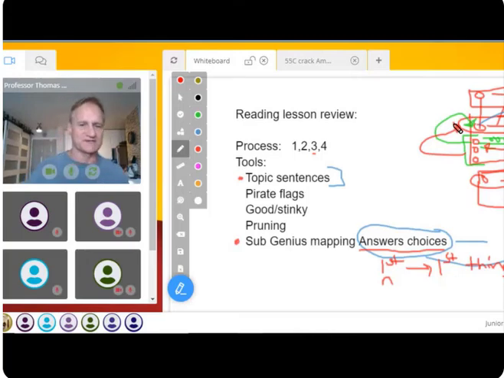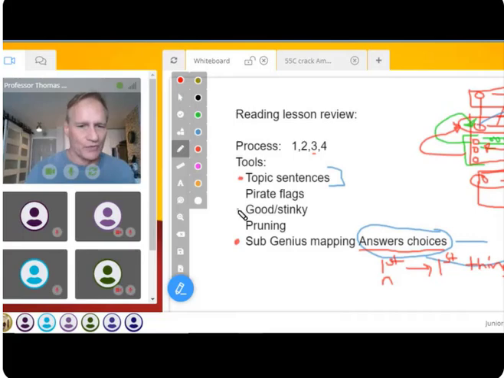All right, so there we have it, the tools. We're talking about two of them so far. Topic sentences and why they're important, and then subgenus mapping is basically reducing those answer choices. Now you're going to see that the answer choices that are really long, like 2 lines of text, subgenus mapping on virtually every one of those. If you get a long answer choice, subgenus map. Okay. Finally, we'll talk about the good stinky rule.